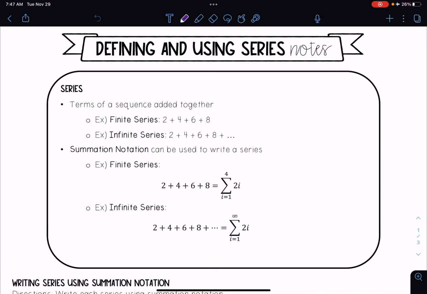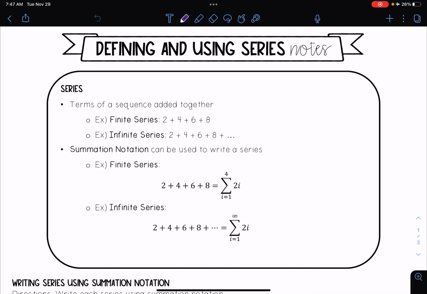Hello everyone, today we're going to be talking about defining and using series. So a series is when the terms of a sequence are added together. Very similar to what we learned about last time, but now instead of those commas being there, we are adding all those terms together.